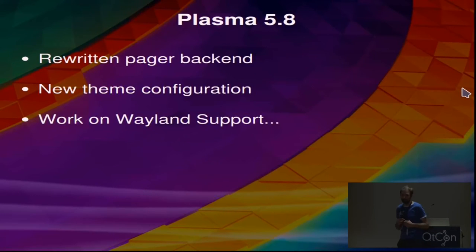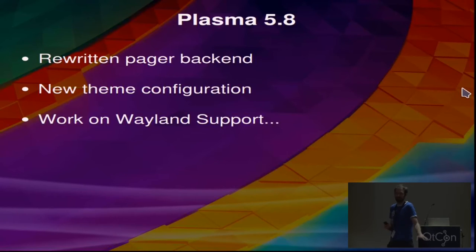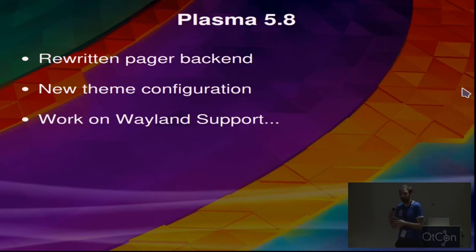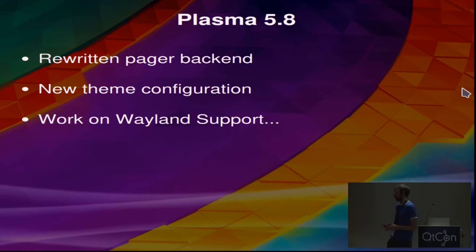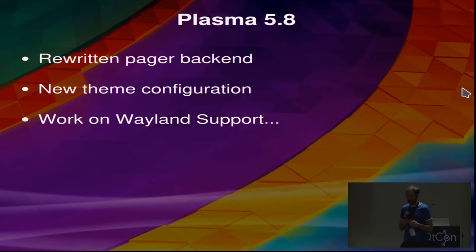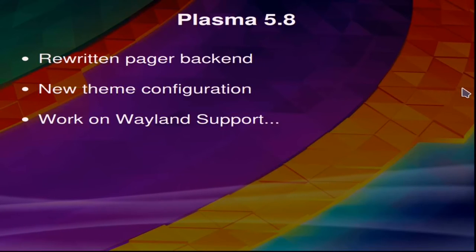5.8. It's got a rewritten backend for your pager. There's lots of rewriting most of our legacy code from Plasma 4. Once you know what you want the code to actually do, then you can go back and rewrite it. And that's something we found on Plasma. Things have built up with adding new features, and it comes to a point where you have to say, oh, now we know what we want, we can redo it again. And this time, basing it directly on knowing we'll be in Qt Quick and we'll be knowing we have these features. I've got new things for if you switch between different themes, you can change the layout of your desktop. And oh, there's some work on some Wayland support.